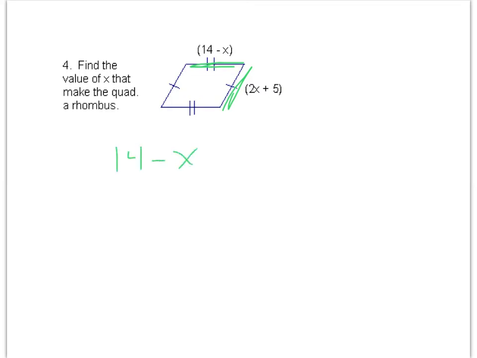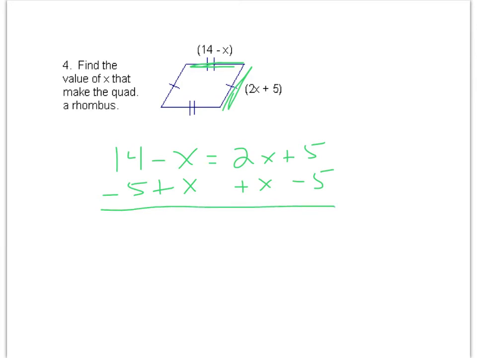minus x is equal to 2x plus 5. I'm going to solve this for x by adding x to both sides. And while I'm doing that, I'm going to subtract the 5 from both sides. So these x's right here, these x's right here are going to cancel. These 5's are going to cancel. It looks like I have 3x on the right side. 2x plus 1x is 3x. 14 minus 5 is 9 on the left side.